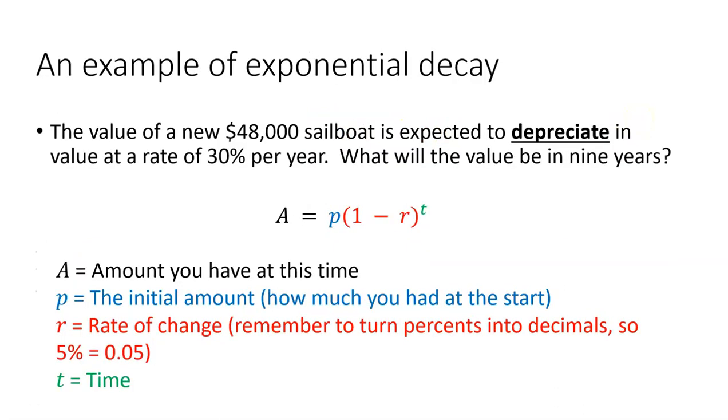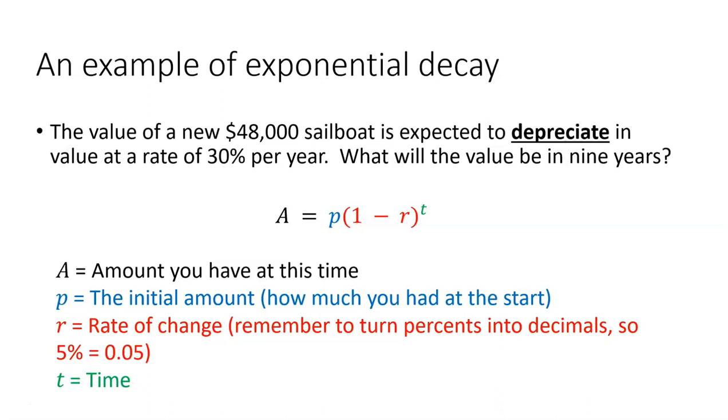So let's look at this example. We've got a brand new $48,000 sailboat, but it's expected to depreciate in value at a rate of 30% per year, because we're going to be using the boat. It's going to probably start falling apart. What will the value be in 9 years?